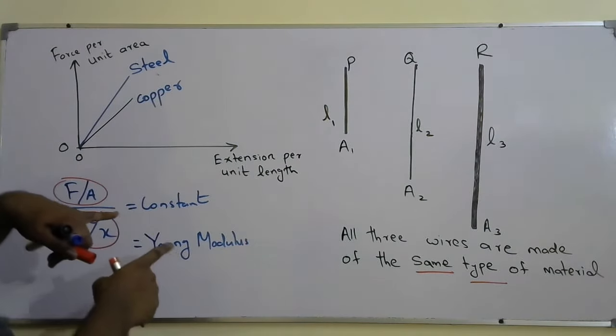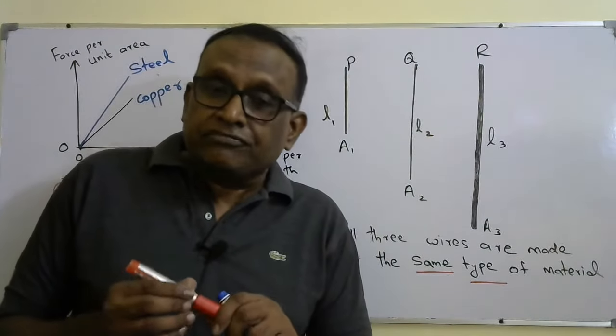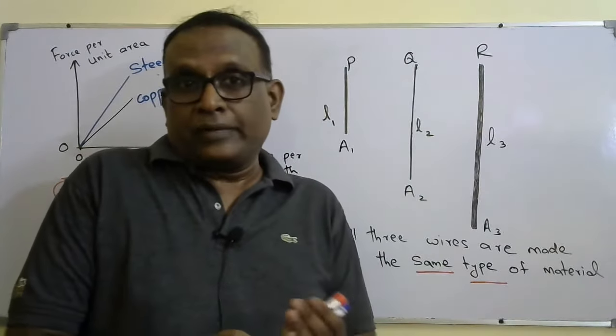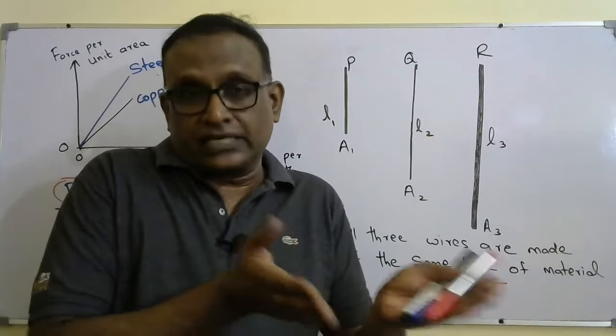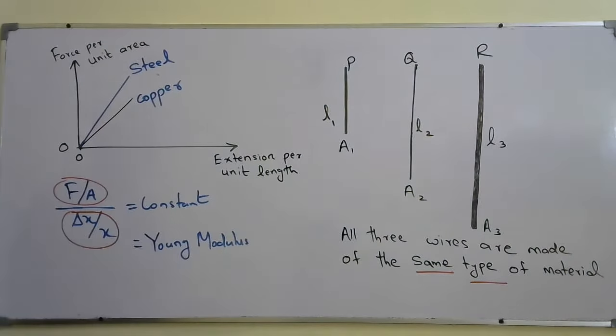That gives the property of the material, that is called Young modulus. Young modulus indicates the stiffness of the material. So the Young modulus gives the stiffness of the material regardless of the dimensions of the material. Very important conclusion.